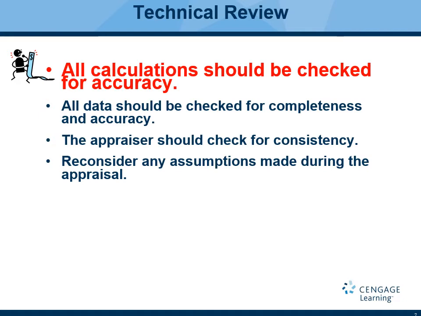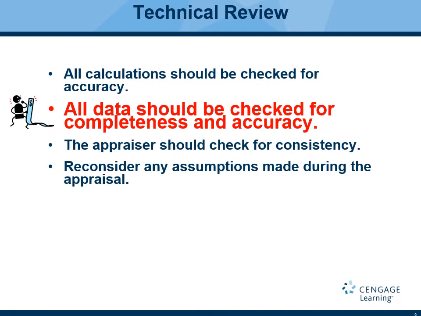In the technical review, the first thing that you're going to do is make sure that all of your calculations are checked for accuracy. Is your square footage accurate? Are all of your additions and subtractions accurate? Do you have all the correct numbers? The second part of the technical review is asking, is all of the data checked for completeness and accuracy? Is everything filled out? You know, on that very first sheet of the URAR that we took out to the subject property, it had all of those teeny tiny little options that you had to check. Make sure that everything on there is complete.